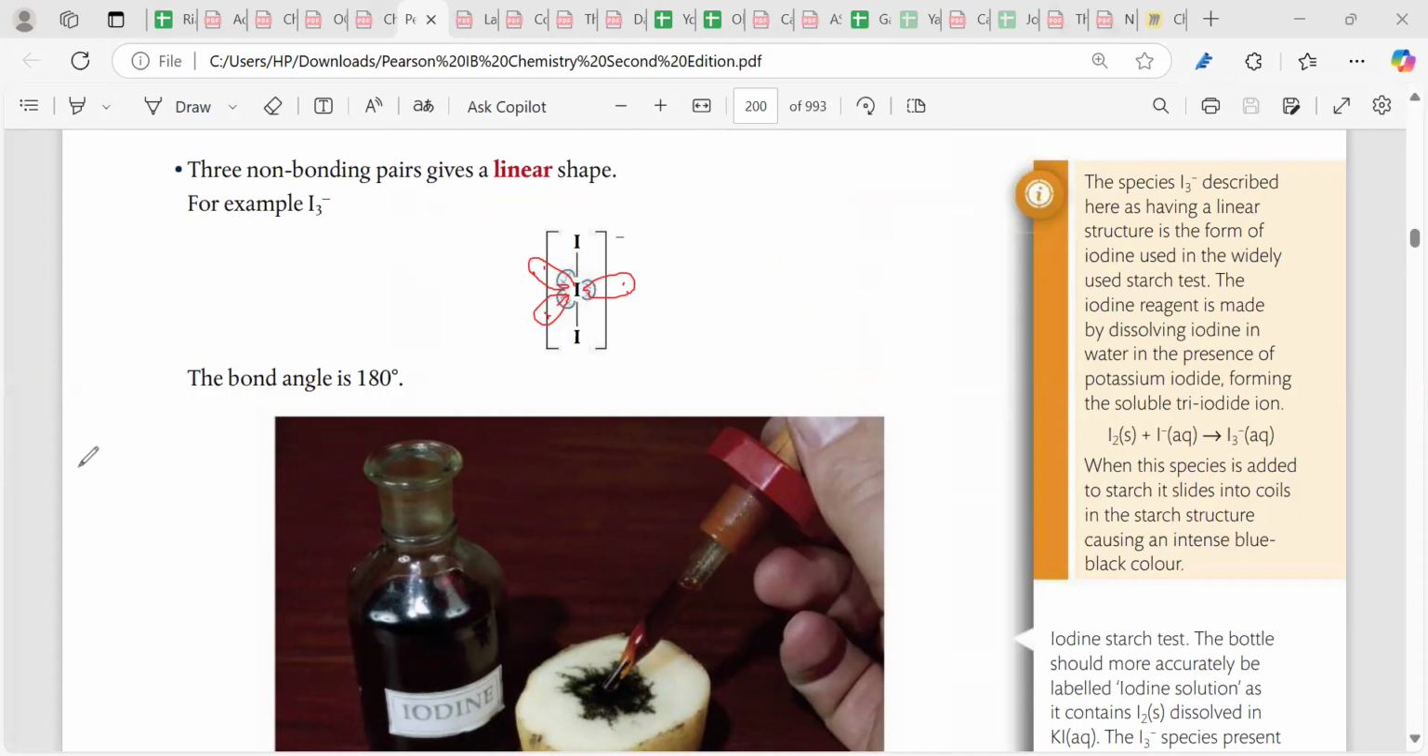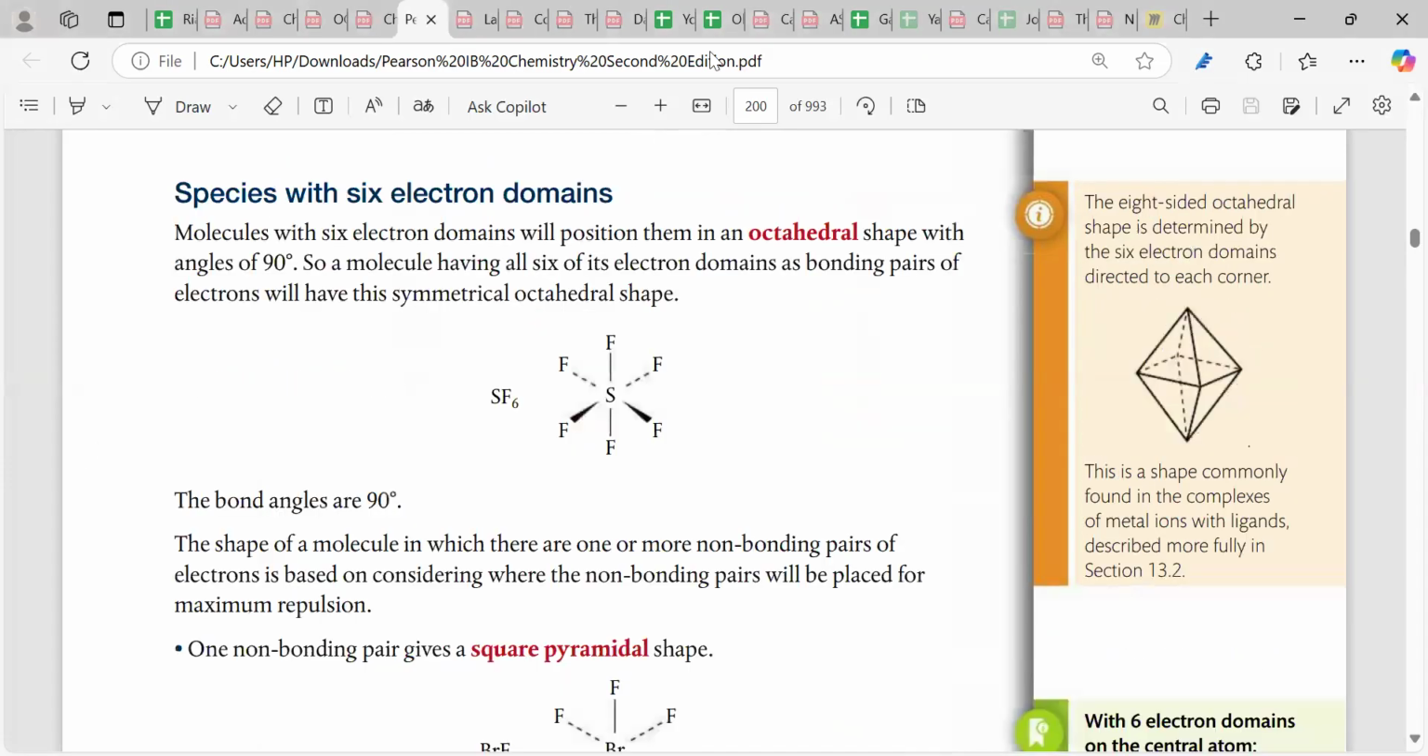Now, next important thing is 6 electron domains. Whenever we are having 6 electron domains, we are having this, this, this, this, this, this: octahedral. Fine, octahedral. And always remember that in octahedral, always and always the central atom will be having 90 degrees angle.